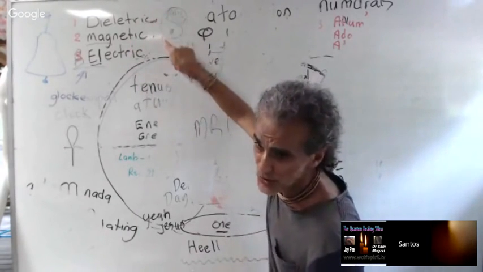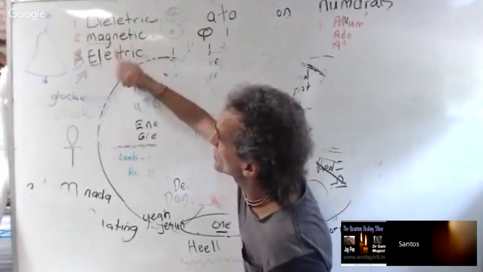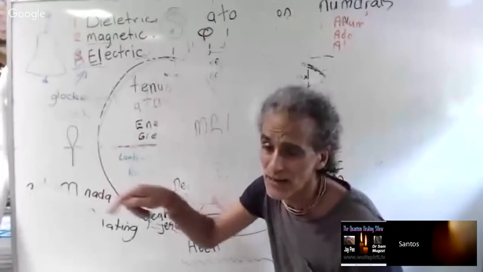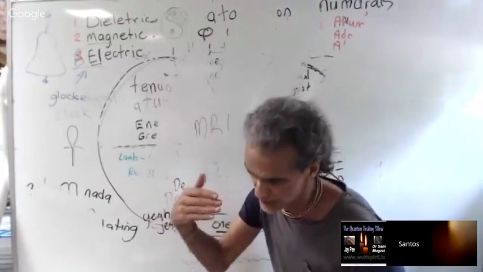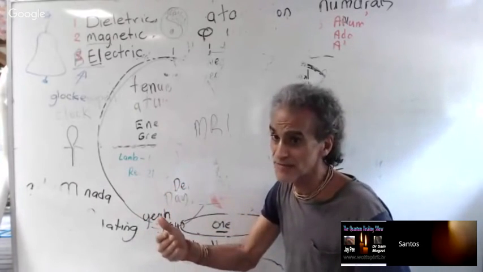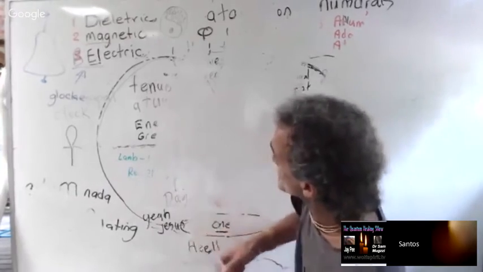Neutron, proton, electron. Israel is real. Israel means dielectricity, magnetism, and electricity. And I'll finish with that because in the East they have Krishna.